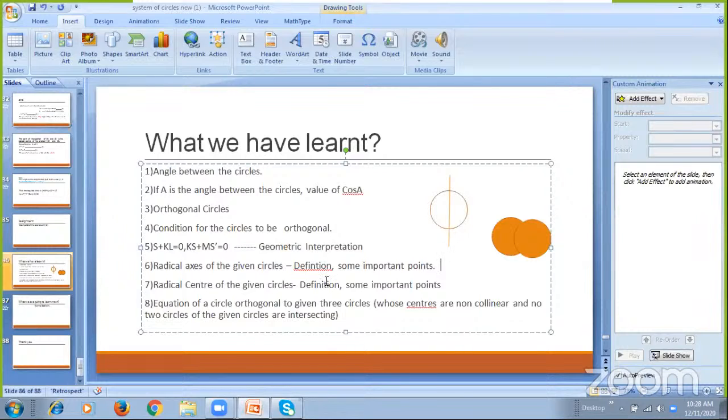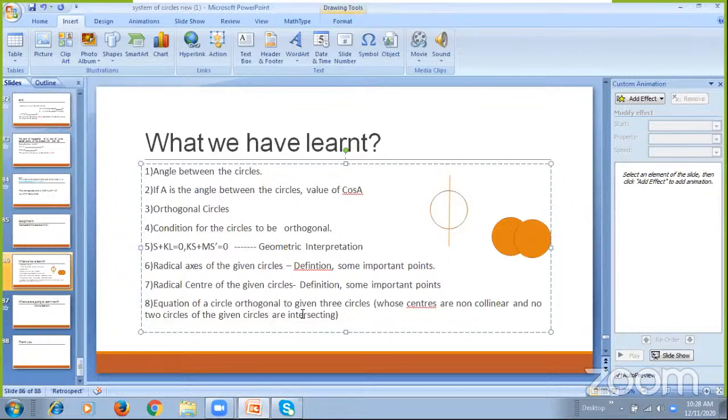If we have circles in such a way that their centers are non-collinear and they are non-intersecting, then there exist three radical axes for the given three circles, and all these three radical axes are concurrent, and the point of concurrency of these radical axes is called the radical center. And this radical center will be equidistant, in terms of tangent length, from the given three circles.